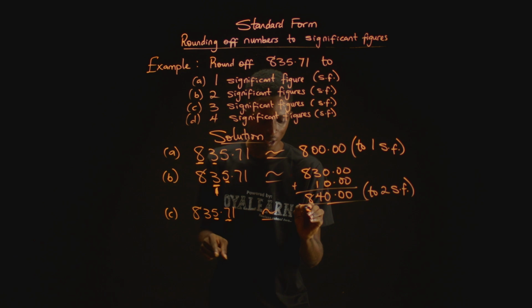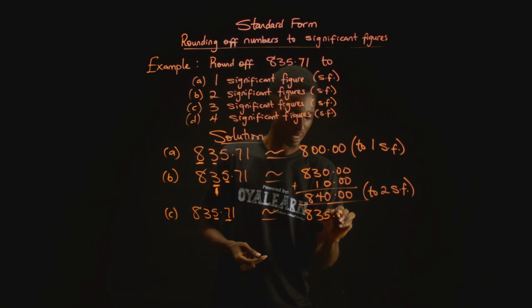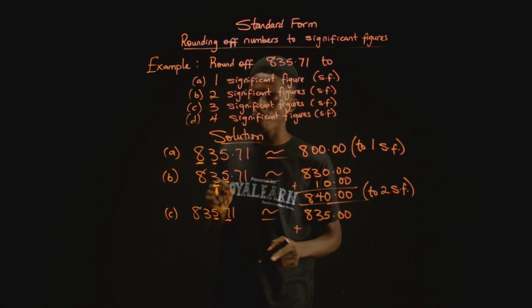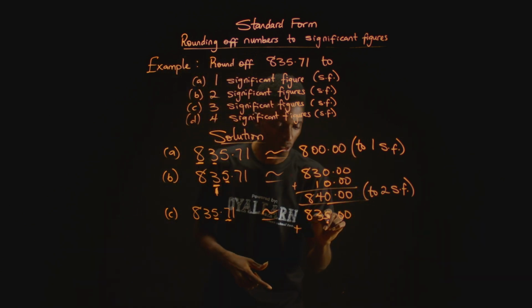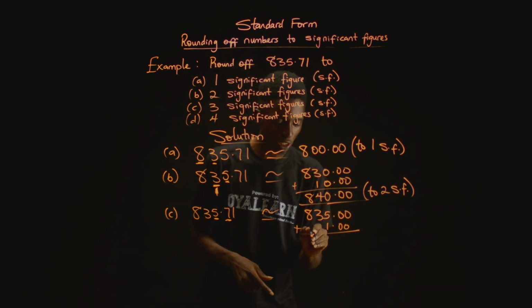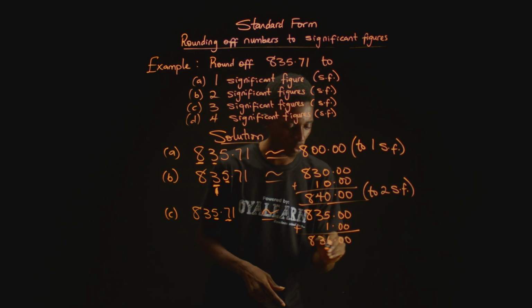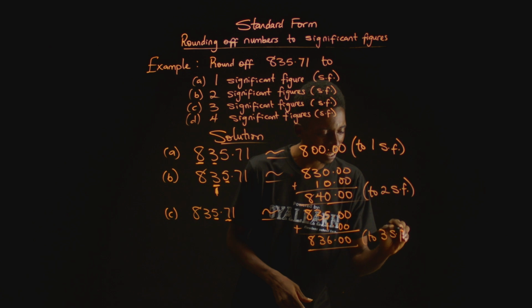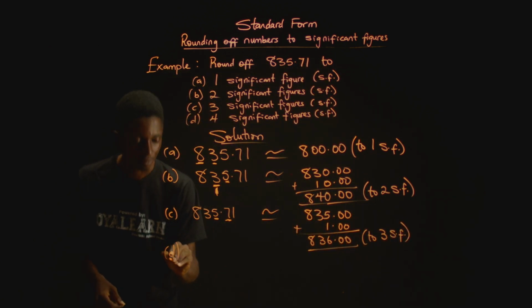That means we're going to have 8, 3, 5. Now remember, every other thing becomes 0. And then we add 1 to the rounding off place because the next digit is from 5 to 9. So we add 1 at this point and every other thing is 0. And when we add this up, we get 836.00. And this is to three significant figures.